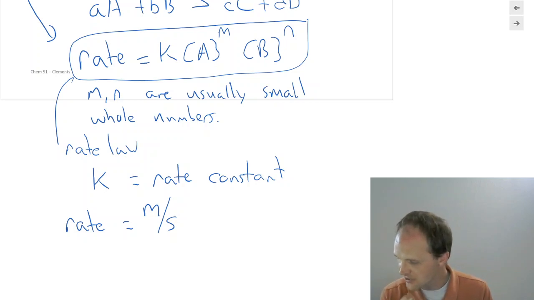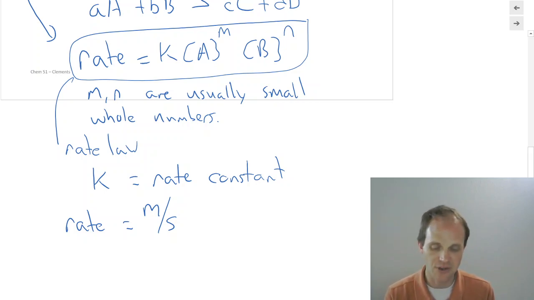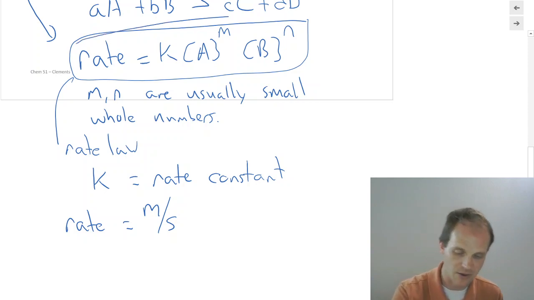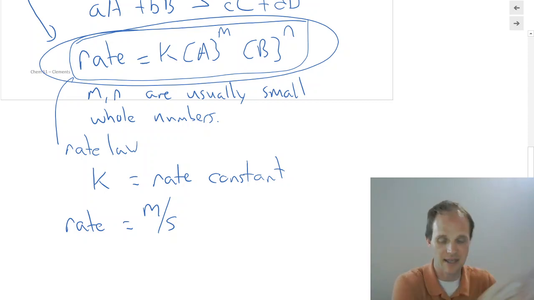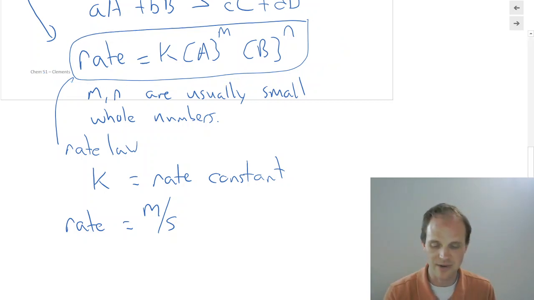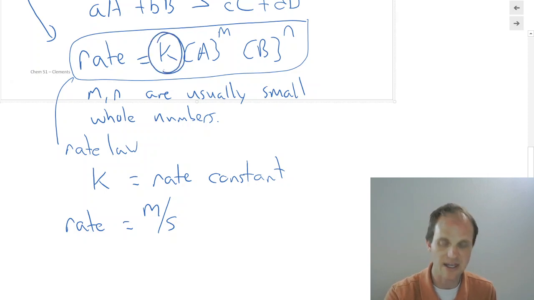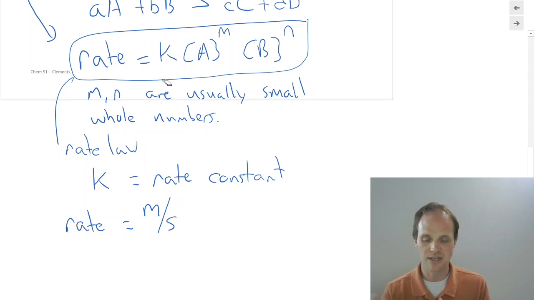So we're going to get all sorts of different units for k, but it is called the rate constant. So this is the rate law, this whole big thing here, the rate law. Everything relates rate to a constant and concentrations at a given time. The rate constant is just this little guy k, and it is that proportionality constant between those concentrations and the rate.